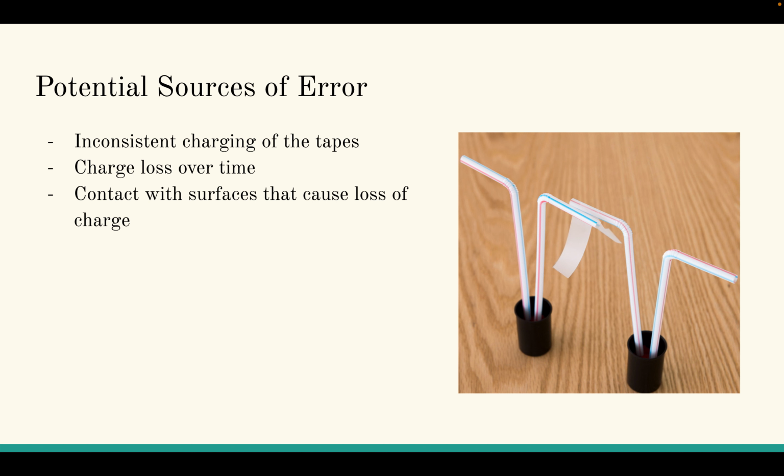So some potential sources of error include inconsistent charging of the tapes. This could be due to differences in pressure, duration, even area of contact during the charging process, which can result in varying levels of charge. The tapes may also lose charge over time. This could be due to air humidity or even the proximity of other charged objects, which can alter the results. And this leads into the last one, which is contact with surfaces that causes a loss of charge. Every time the tape is touched or comes into contact with another surface, there may be charge transfer, which can alter the amount of charge on the tape and change the type of charge from being positive to negative.